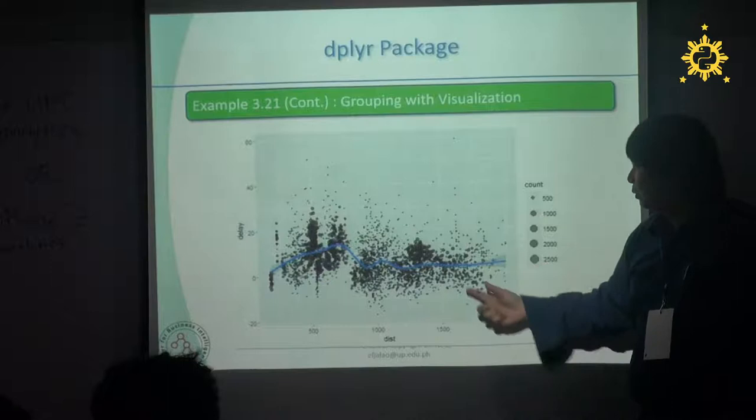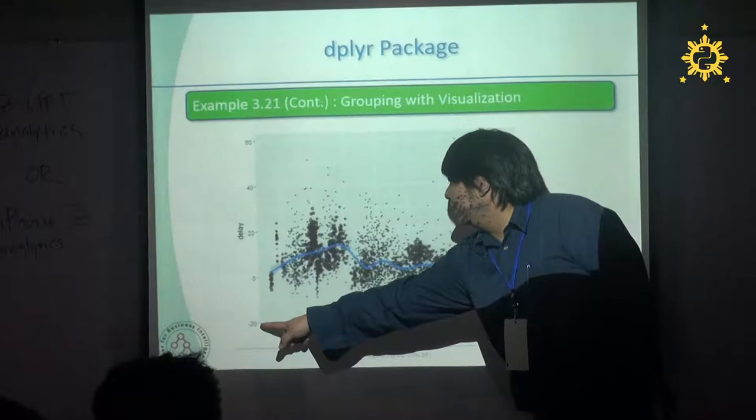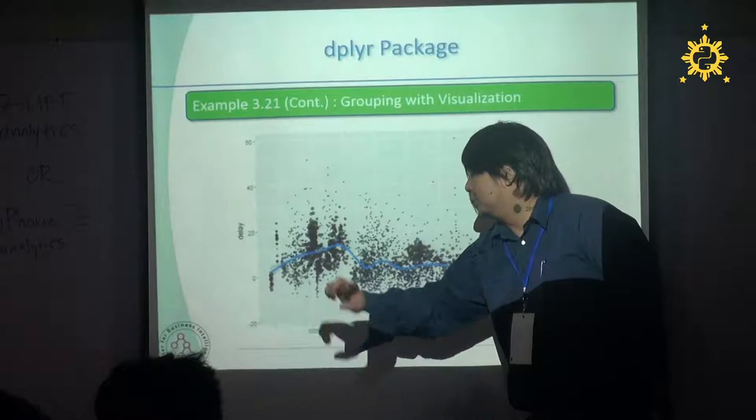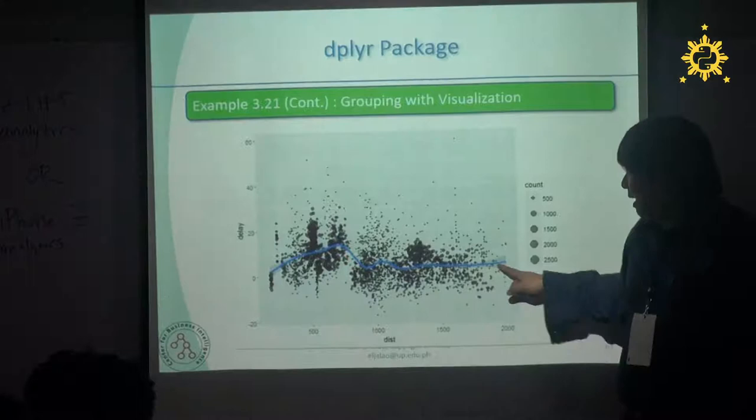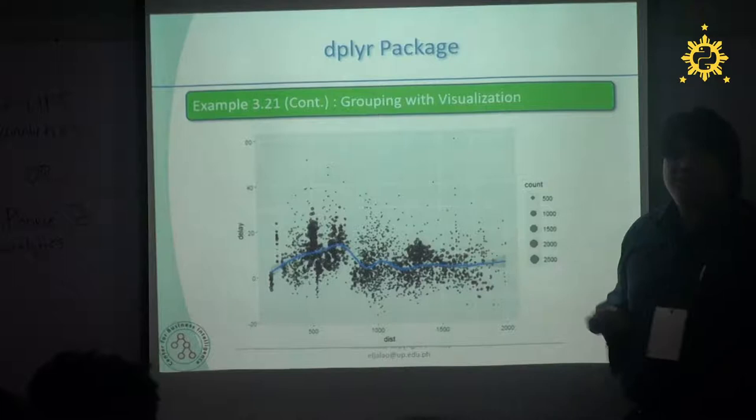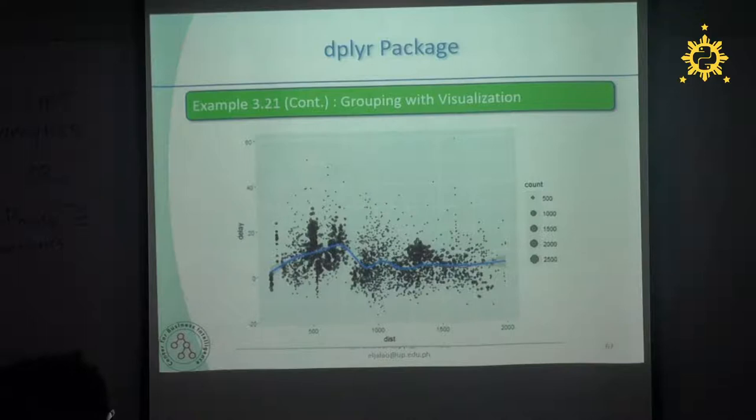Okay, so let's say, as the distance from New York increases from 0 to let's say 750, mataas yung probability ng delay. Pag long flight na, medyo on average mga 5 to 10 minutes yung delay ng mga flights. Okay. So this is an example of the delay visualization.